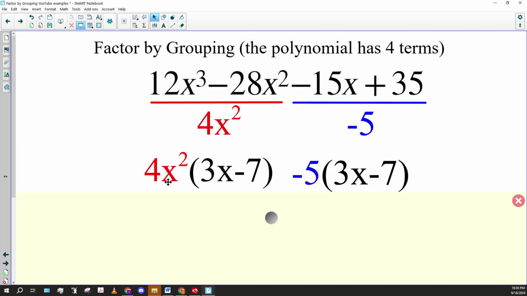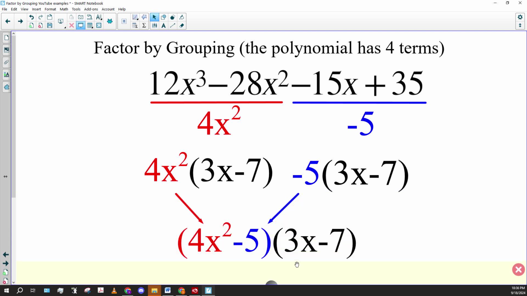When I do that GCF, I end up with, when I pull out the 4x squared, 3x minus 7. And when I pull out a negative 5, I end up with a positive 3x and a negative 7, the same inside parentheses numbers, which means I can now put the two GCFs in their own grouping symbol. Now I'm going to do a quick little first times last to see if it works out. And 4x squared times 3x is indeed 12x cubed. And a negative 5 times a negative 7 is a positive 35.